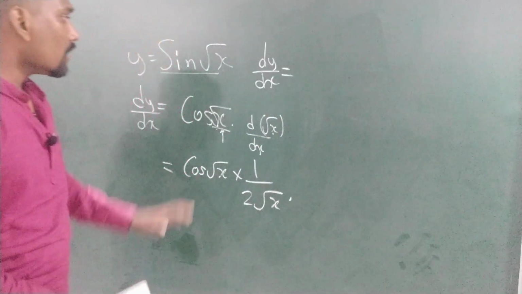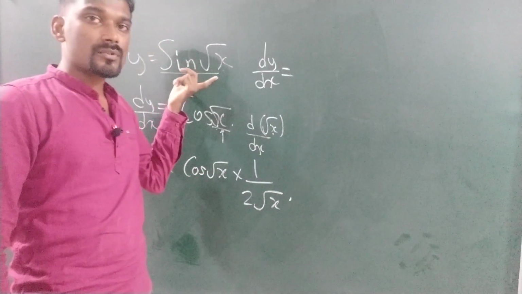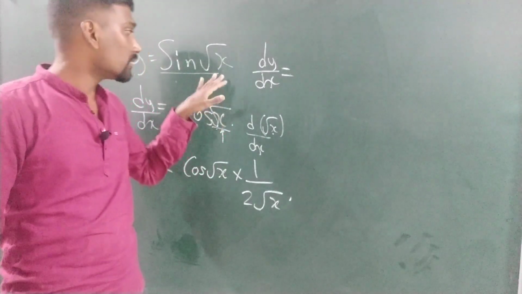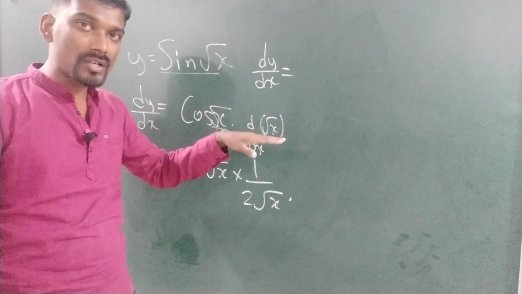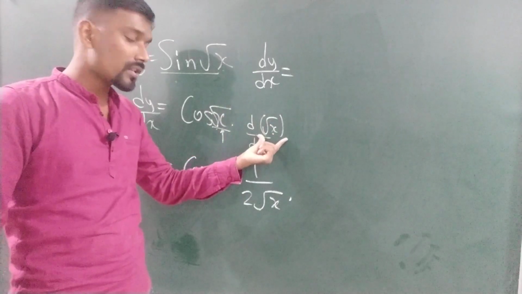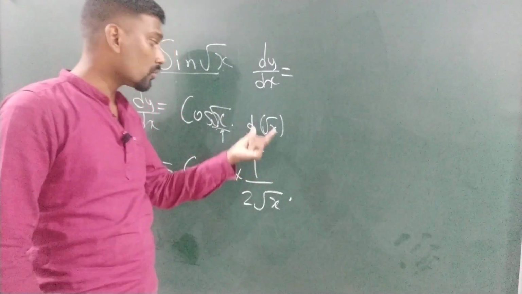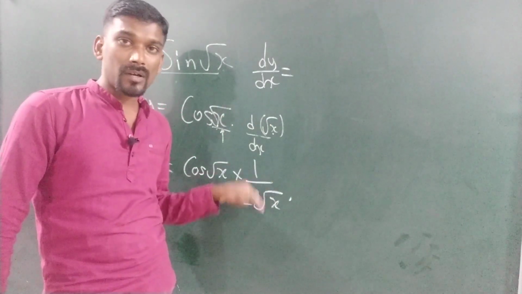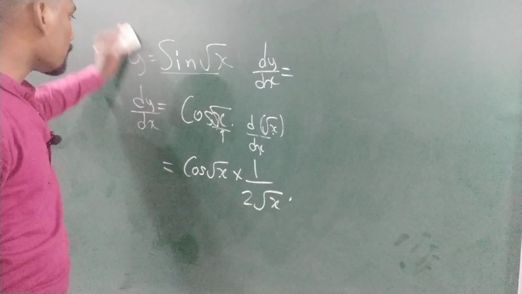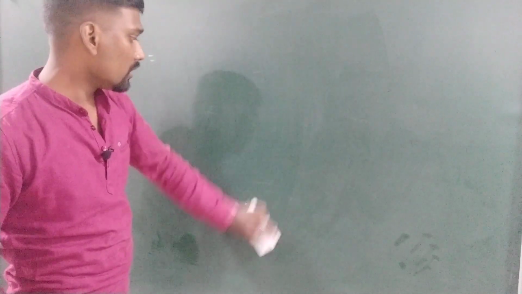It is so easy. You have to just remember one thing. First you have to differentiate the sine. Then you have to check whether this is one more function or not. If it is one more function, you have to differentiate it again. Root x, I have told you, 1 by 2 root x is the answer. So in this way you are going to proceed with the questions.